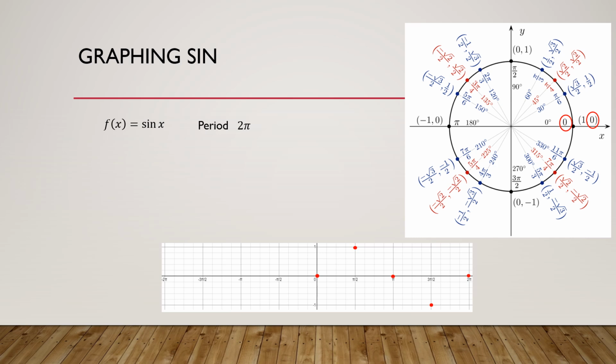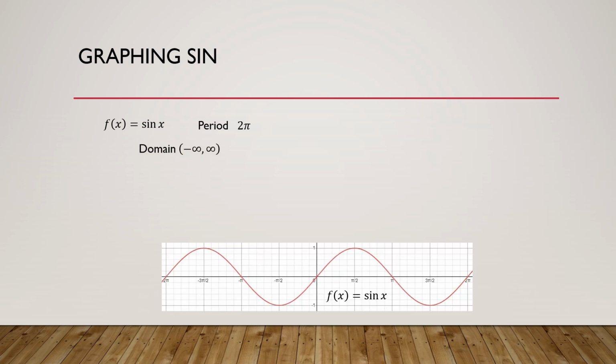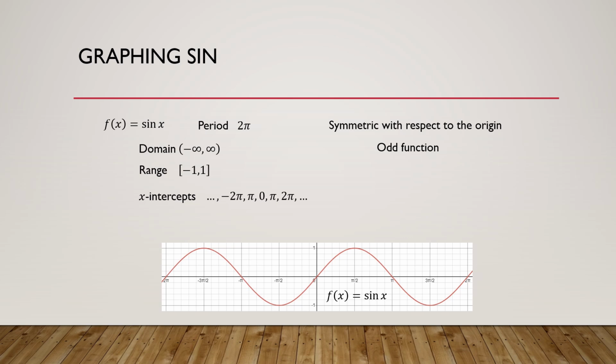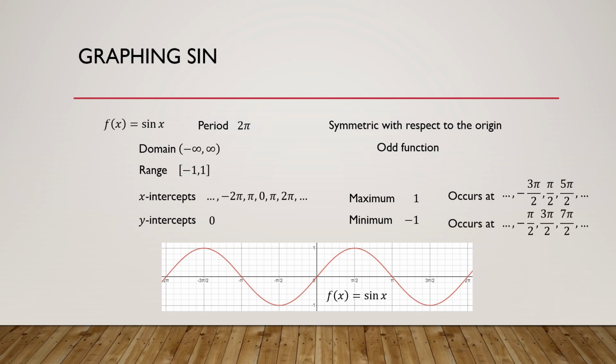Filling in all values generates a sine wave that continues through the domain from negative infinity to positive infinity. We can first observe that this graph is symmetric with respect to the origin, making sine an odd function. We can also use this graph to determine the range of sine x to be the interval from negative 1 to positive 1. The graph intercepts x at 0 and multiples of pi, and intercepts y at x equals 0. Maximums of 1 occur at pi over 2, 5 pi over 2, periodic at 2 pi. Minimums of negative 1 occur at 3 pi over 2 and 7 pi over 2, periodic with 2 pi.